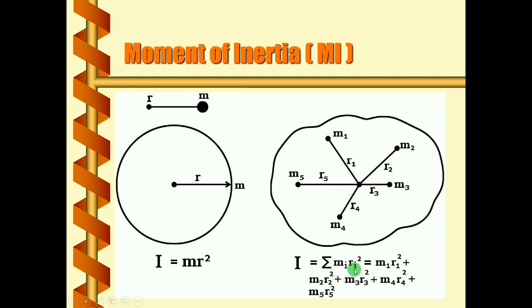As we already know, the moment of inertia of any rotating body is defined as the sum of the products of the masses of particles and the squares of their distances from the axis of rotation, that is, summation mi ri square. And for a single particle you can write mr square.